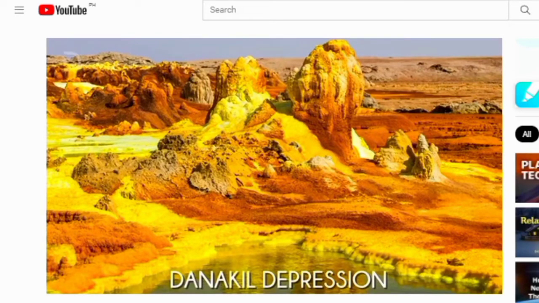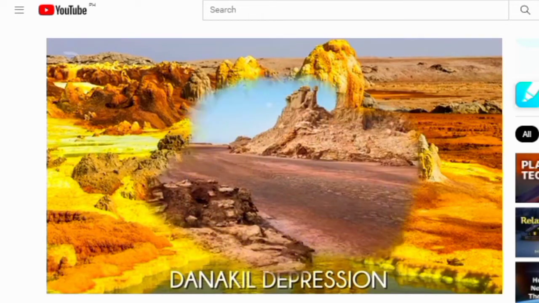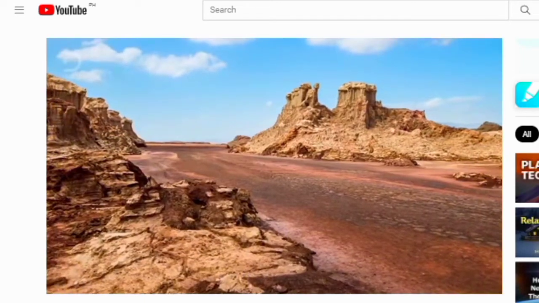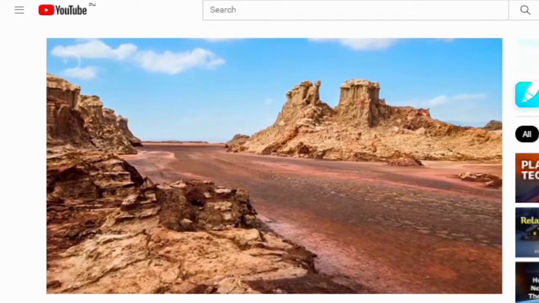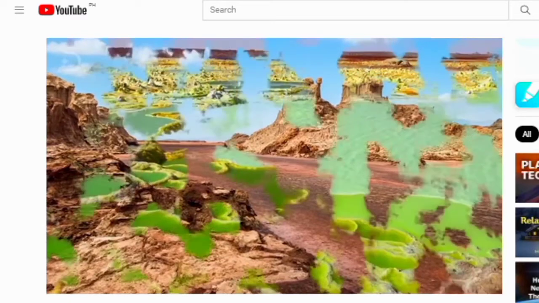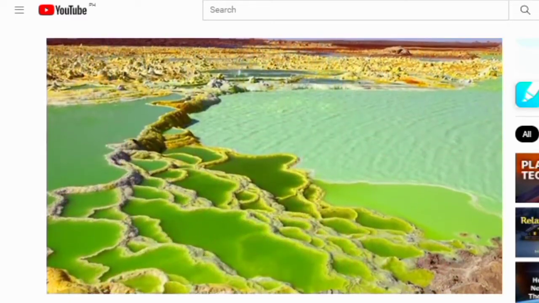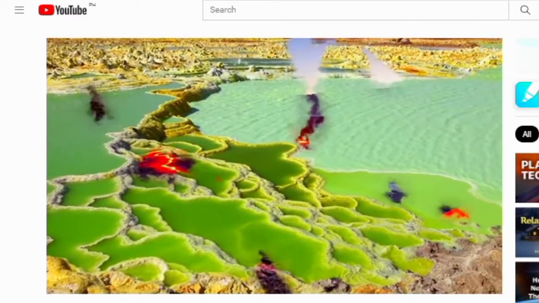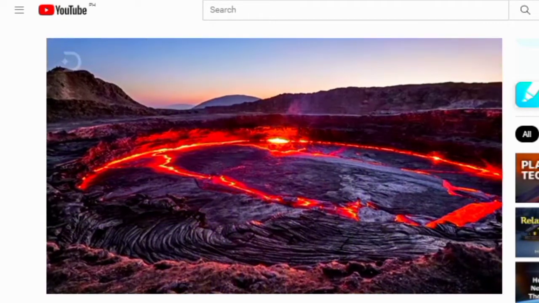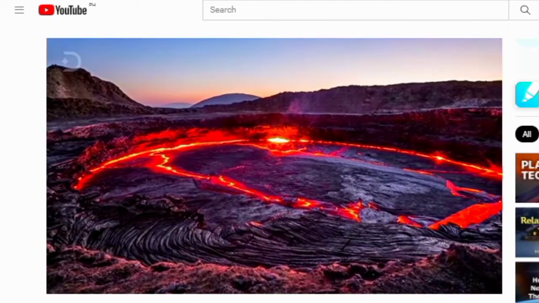The Earth's crust here has been so stretched and so mangled by the rifting process that the whole landscape has sunk. There are places down 500 feet below sea level where cooling winds can't get to, which makes the Danakil Depression not only one of the oldest, but it's the hottest place on the surface of the Earth.